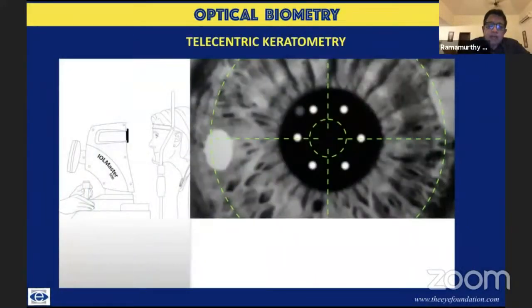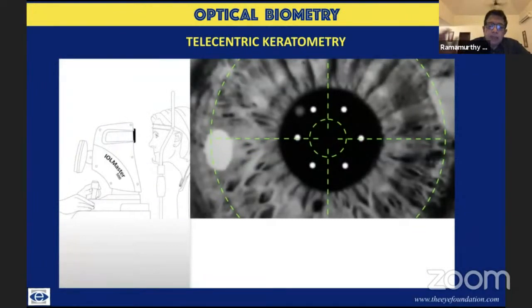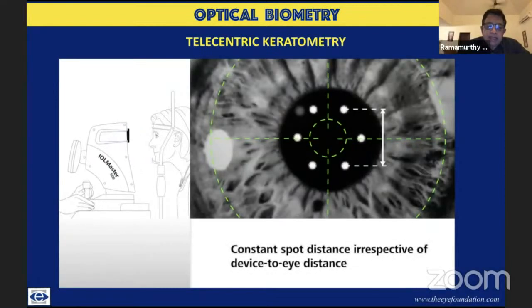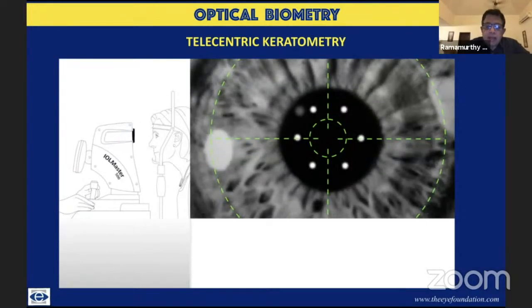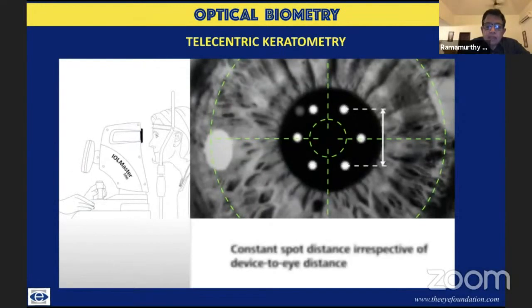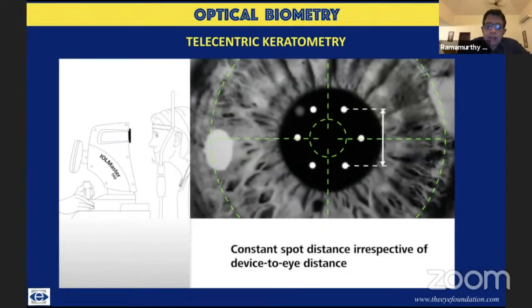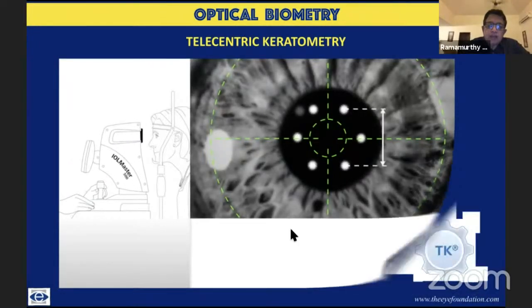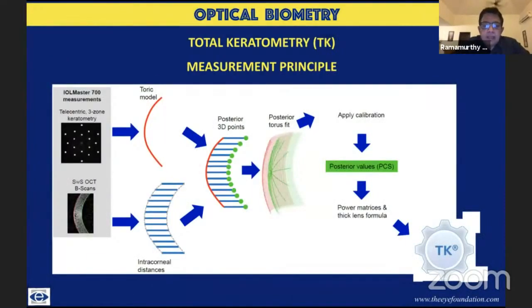and go by the keratometry readings that are given by this particular instrument. The telecentric keratometry is again an important feature. What exactly do you mean by that? The patient could be a little uncooperative, could be moving his head backward or forward. The technician may not be absolutely experienced, because of which the spots of light that you see may not be exactly in focus, but the distance between these spots does not vary, because of which, irrespective of the device to eye distance, the keratometry readings that you get are extremely precise and repeatable, and that's an extremely important feature as far as telecentric keratometry is concerned.